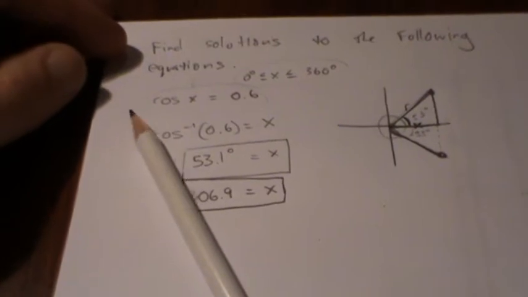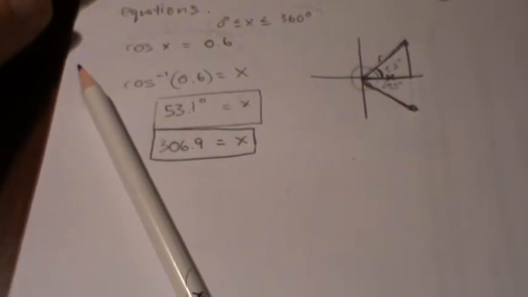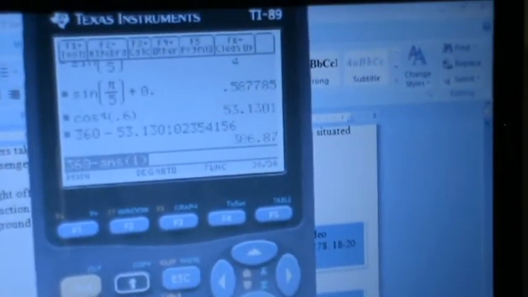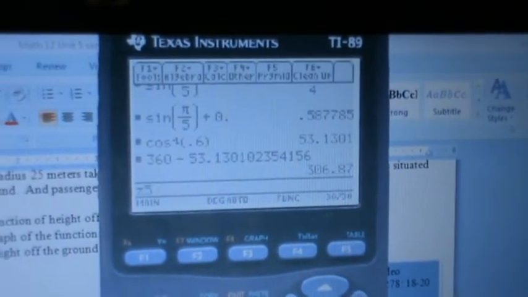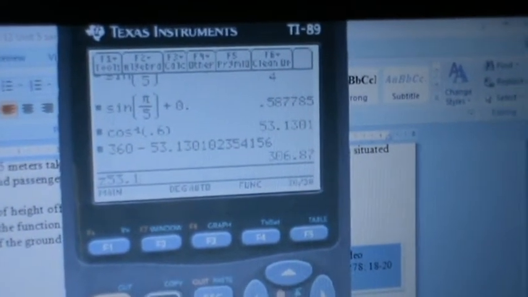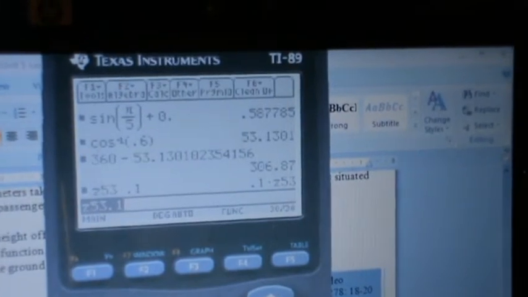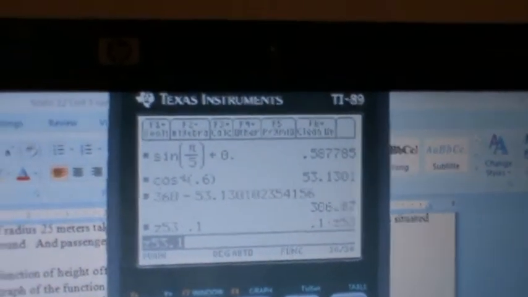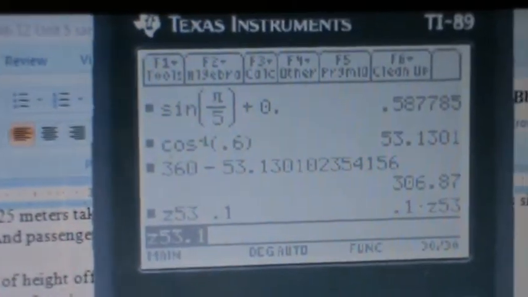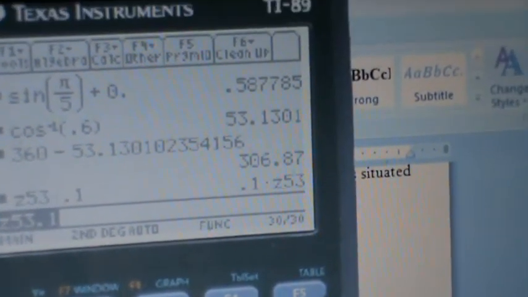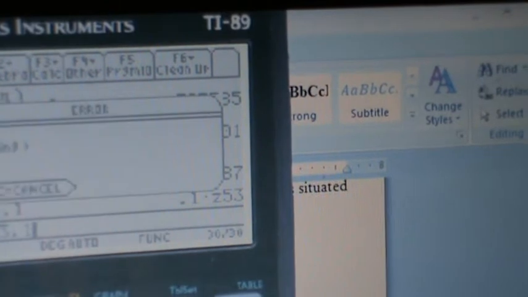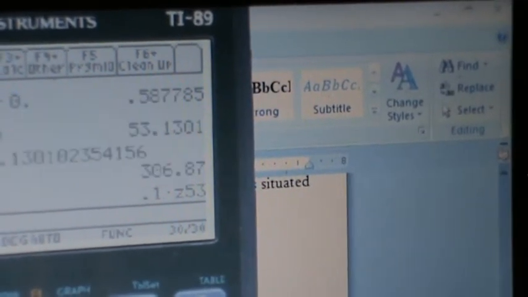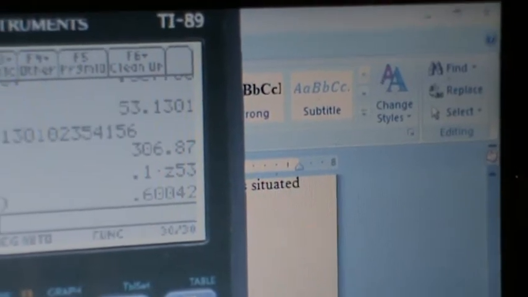And I can show you that, actually. It's 53.1 and 306.9. So if I do the cosine of 53.1, I'm going to get 0.6. Oh, I didn't hit cosine. Let me retype that in there. Second cosine of 53.1. Oops, forgot a parenthesis. 0.6.